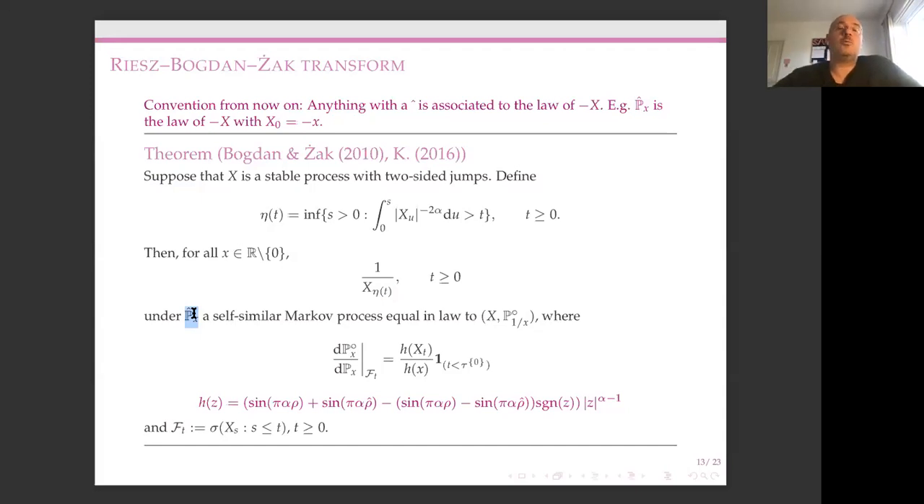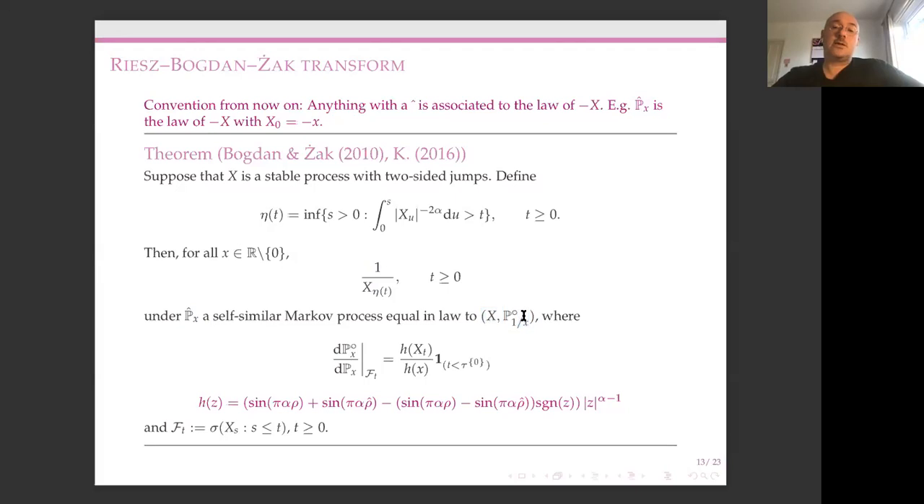So remember, P hat was the law of -x. If you like, what I could be saying here is just stick a minus sign in front of this, and this is going to be considered under Px. Okay, so what does that give me? It gives me a self-similar Markov process, and it's equal in law to something very closely related to the stable, which I'm calling X with probabilities P circle. And of course, if this starts under X, then the transformation starts at 1 over X.